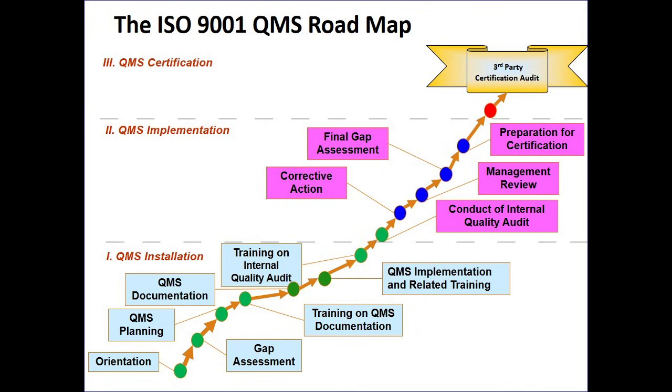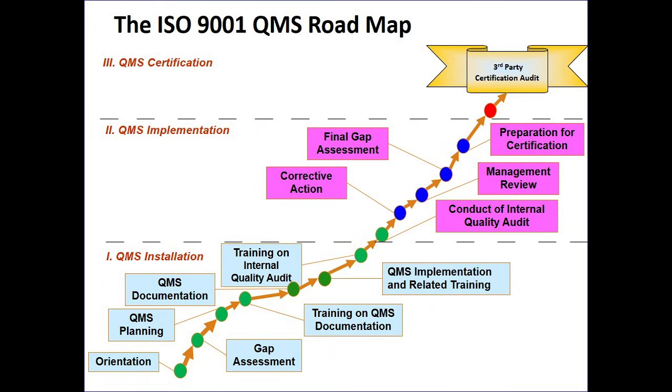Then a particular team is going to be trained on QMS documentation. Thereafter, they will start preparing all the documents pertaining to QMS. After that, they will start implementing the QMS. Thereafter, a number of staff are also going to be trained on the same. Once that is done, a specific team is going to be trained on internal quality audit.